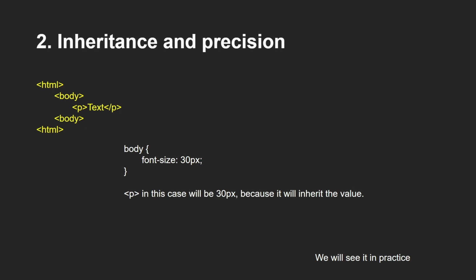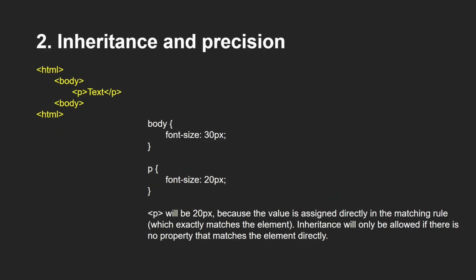But above the inheritance, we also have such a thing as precision. On this slide, you can see the p tag with some text, which is a child of a body, which is a child of the HTML tag. And we define the font size of the body tag as 30 pixels. So since we didn't build a CSS rule for our p tag, it will inherit 30 pixels from its parent, which is the body tag. We will see it later in practice. But on this slide, you can see that we assigned 20 pixels precisely for our p tag. So now the inheritance won't work, because precision is always more important than inheritance.